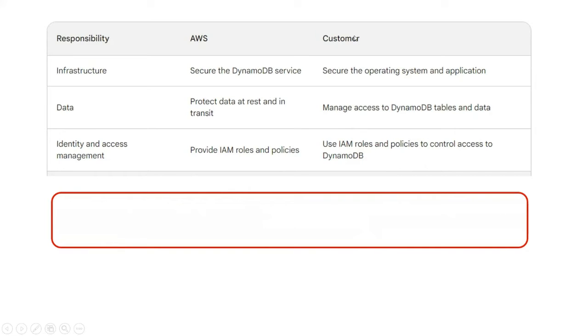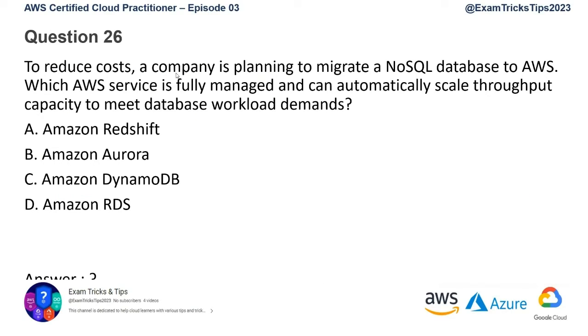Let's move on to the next question. Question number 26. To reduce cost, a company is planning to migrate to a NoSQL database to AWS. Which AWS service is fully managed and can automatically scale throughput capacity to meet the database workload demands? I would say you guys read the question again, highlight your keywords, and then we'll come back to this.